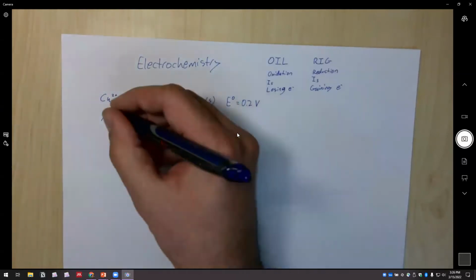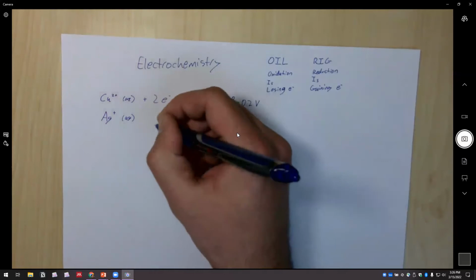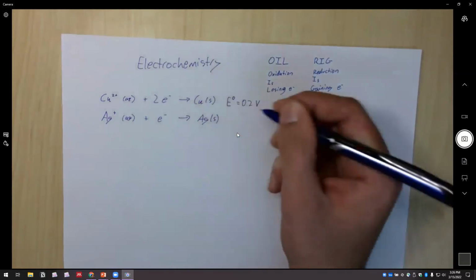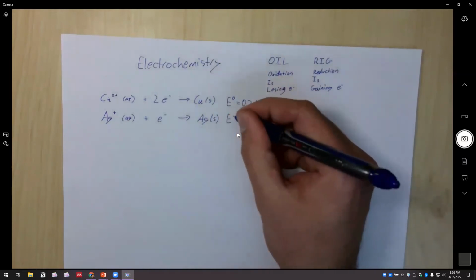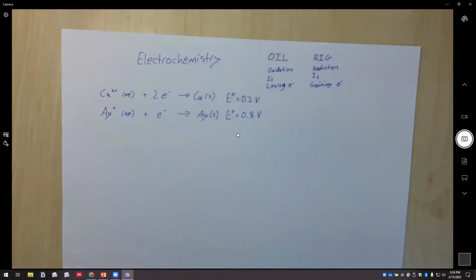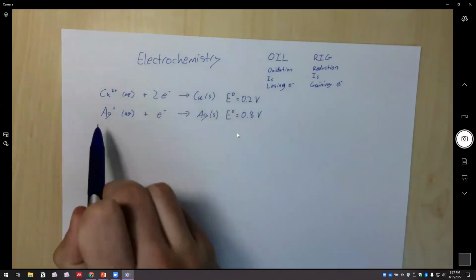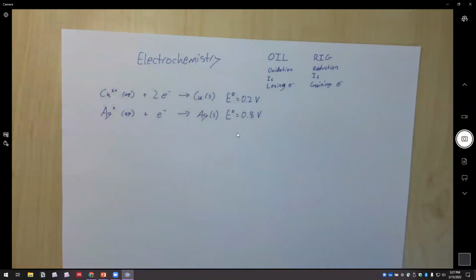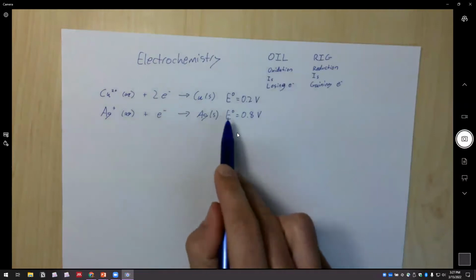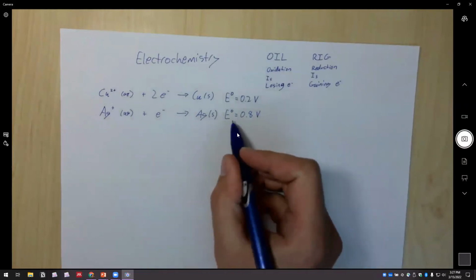Another reduction reaction could be the reduction of aqueous silver 1+ to solid silver. The reduction potential of this half reaction is 0.8 volts. So in this lab today, you'll be putting metal ions onto solid metals and seeing whether or not they react. The thing that determines whether or not these things react is which of these reduction half reactions has the larger reduction potential.